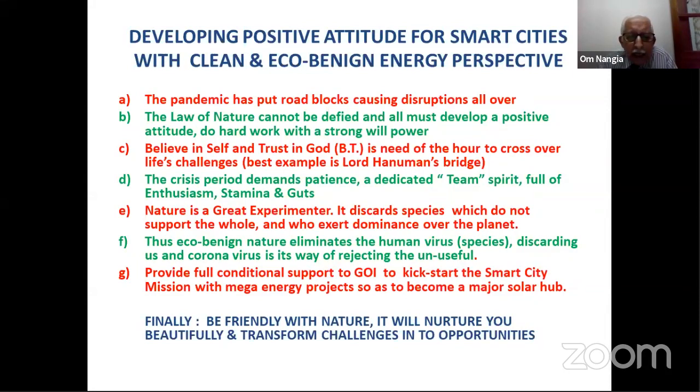And nature is a great experimenter. We must honor and we should not destroy the balance of nature. And finally, we must fully and unconditionally support the Government of India in various schemes and whatever projects the Government of India decides to put up for the benefit of the country. Finally, be friendly with nature. It will nurture you beautifully and transform challenges into opportunities.